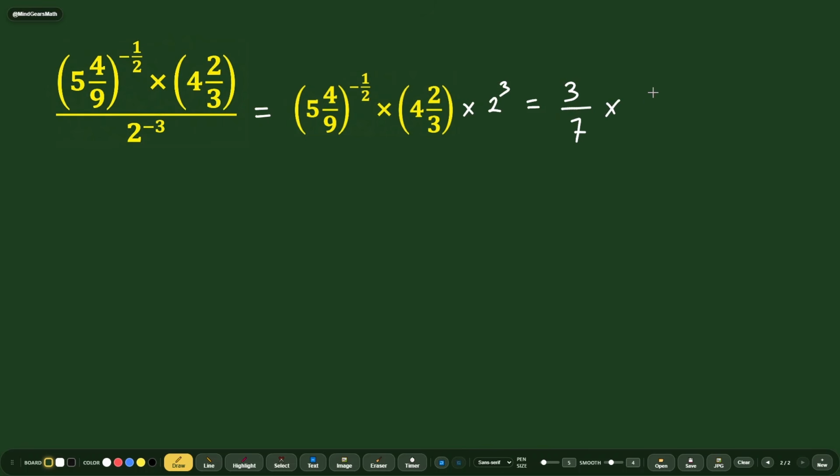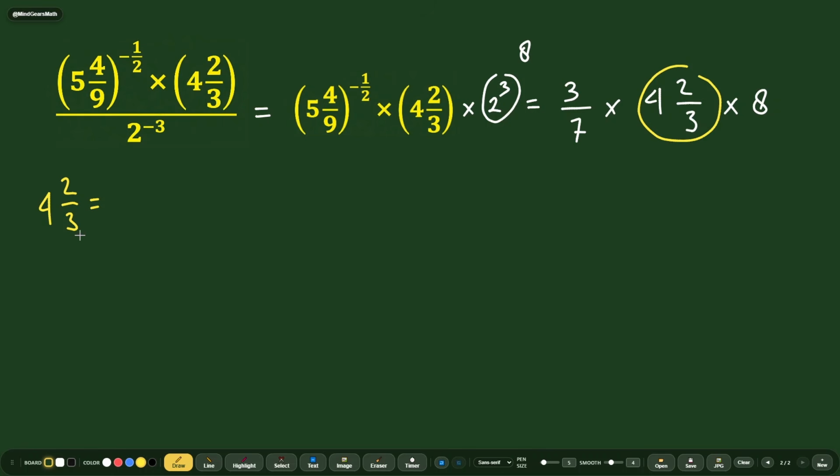times 4 and 2 over 3 times 2 to the power of 3, which is equal to 8. So we put 8 here. Now let's convert this mixed fraction to an improper fraction.